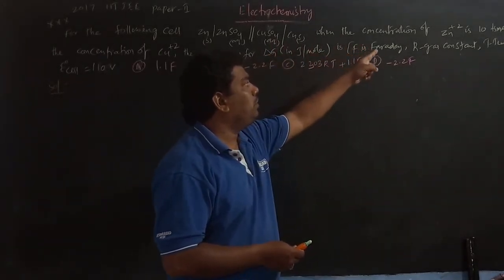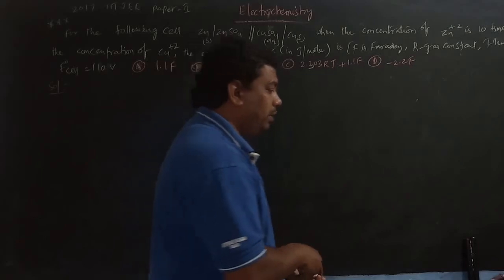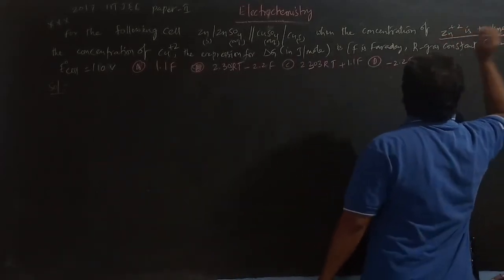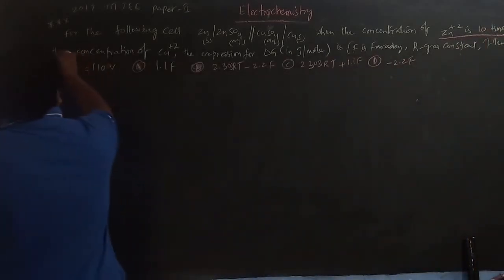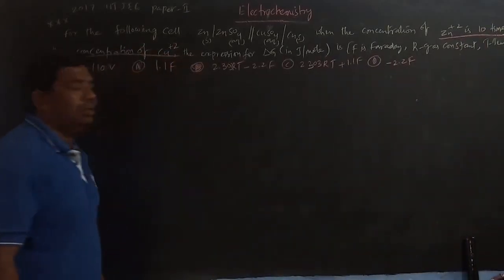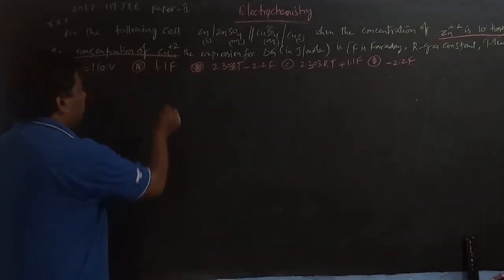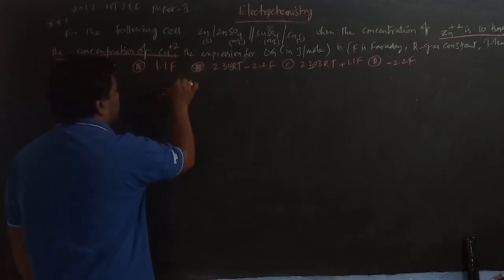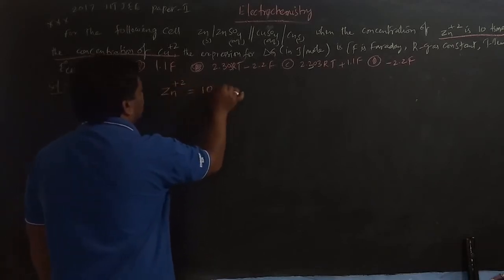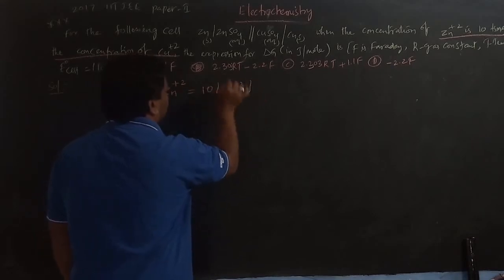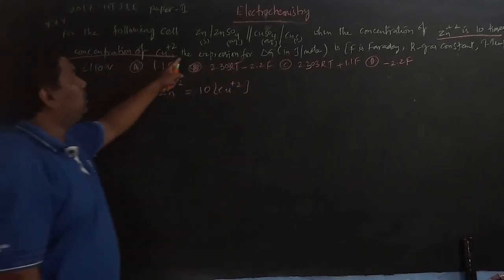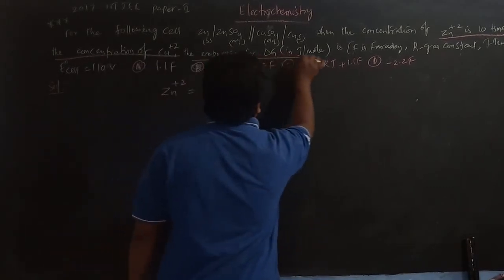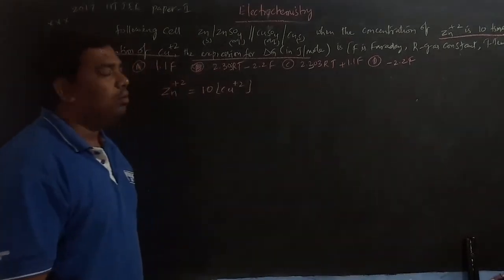When the concentration of Zn2+, remember students, this is very important. What he mentioned here is that the concentration of Zn2+ is 10 times the concentration of Cu2+. So the first point is that the concentration of Zn2+ is 10 times that of Cu2+. Clear? Next, the expression for delta G, in joule per mole.